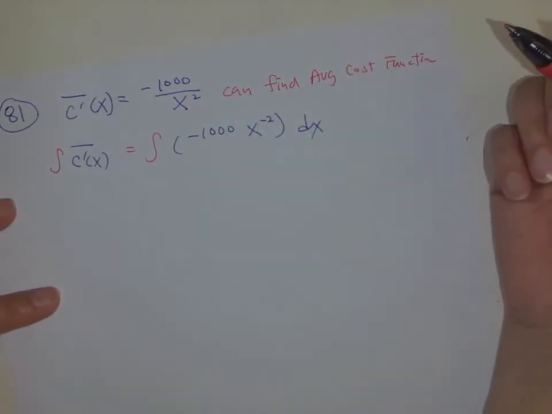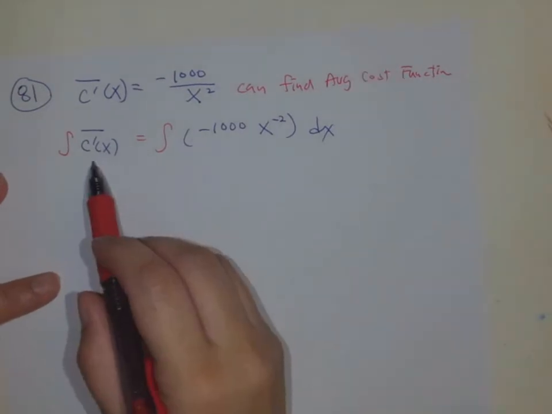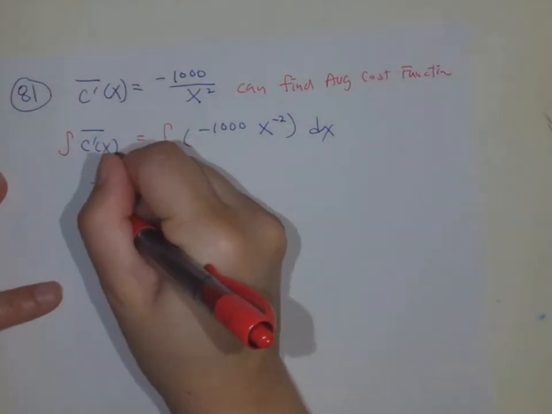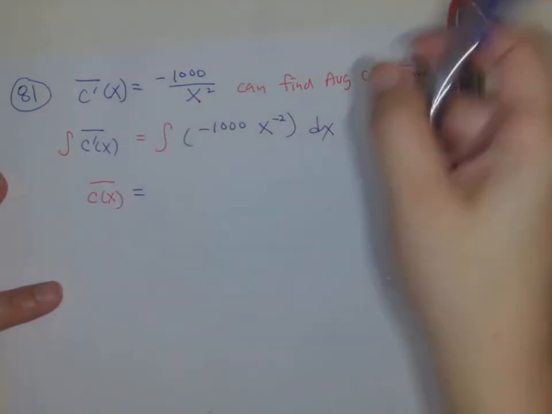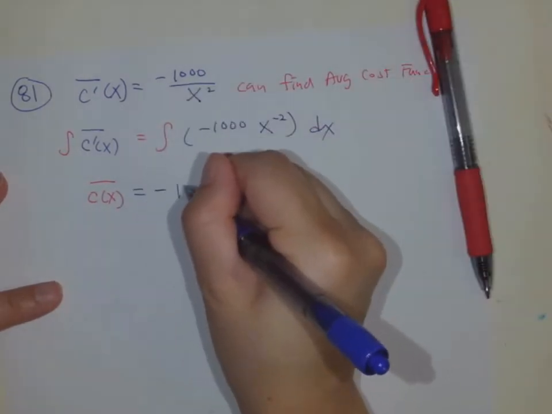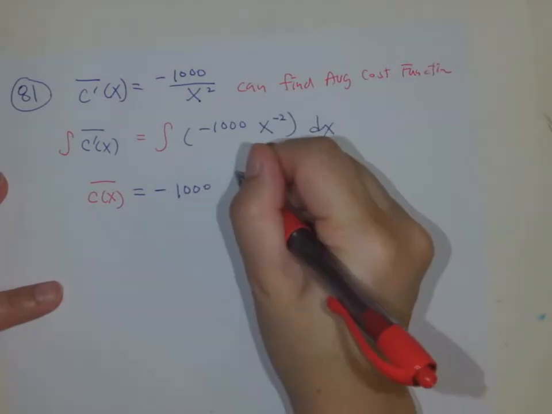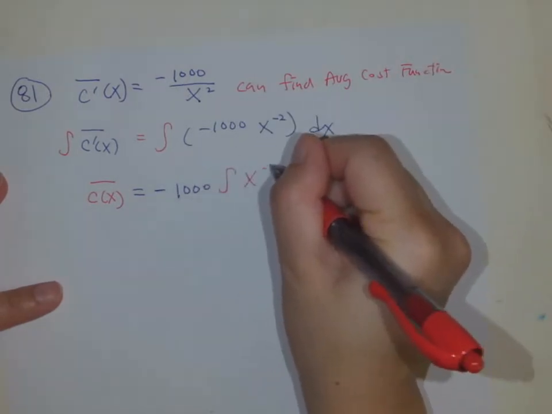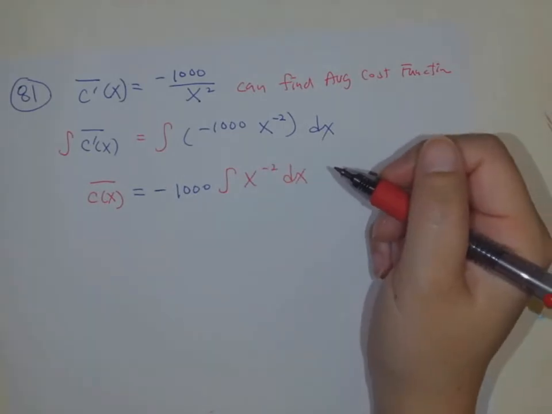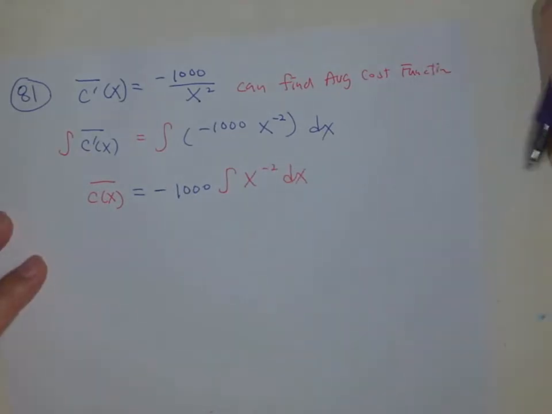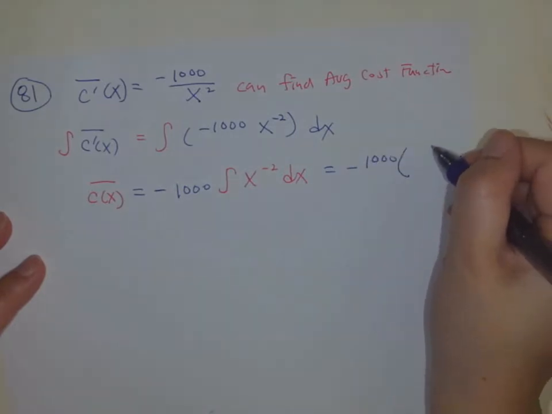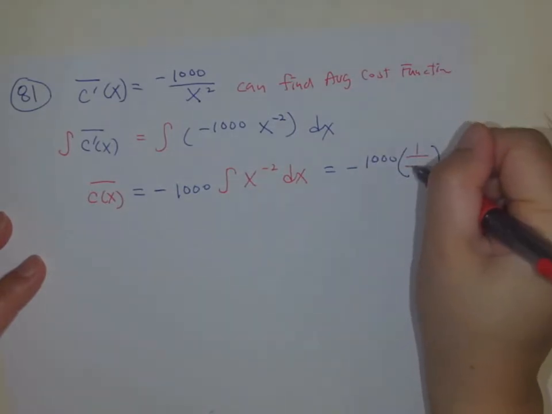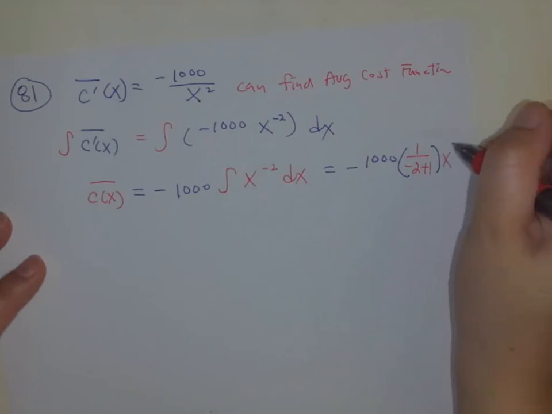Alright, so the integral and the derivative cancel each other, so this turns into the average cost function will equal to, I can put a negative 1000 out. I still need to take the integral of x raised to negative 2 dx, right? So that would equal negative 1000 times, this is 1 over negative 2 plus 1, x raised to negative 2 plus 1, plus a c here, right?